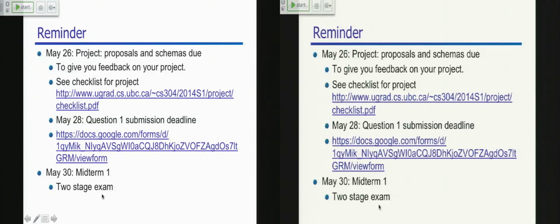It's also going to be a two-stage exam. How many of you have done a two-stage exam before? A few? So what's going to happen is that you're going to do the exam on your own first. And after that, we collect all the exams in, and then you're going to be in groups of 4, and then you're going to do the same exam again.